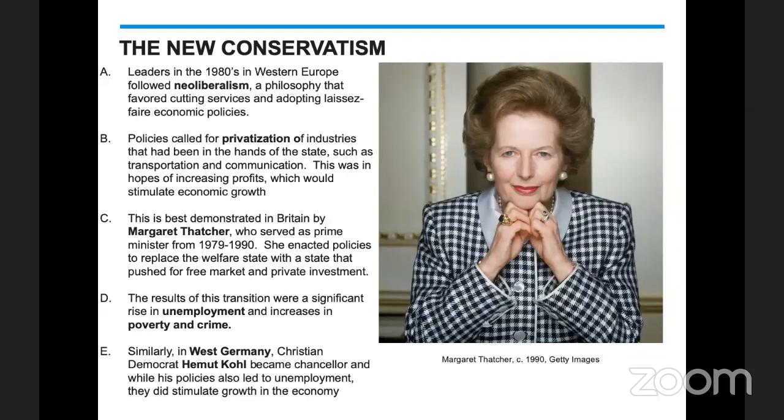She will definitely enact policies that replace that welfare state model. She pushes for free market and private investment, and it doesn't have really good results. It results in a huge rise in unemployment, and increases in poverty and crime. West Germany at the same time does a lot of the same things. Their Chancellor Kohl is going to implement many of the same policies, and there will be unemployment also in West Germany, but they're going to stimulate growth in the economy. That growth is going to be really important as we move towards the end of that decade for it to be the economic powerhouse it's going to be to reunite the two sides of Germany. So we'll get to that in a moment.